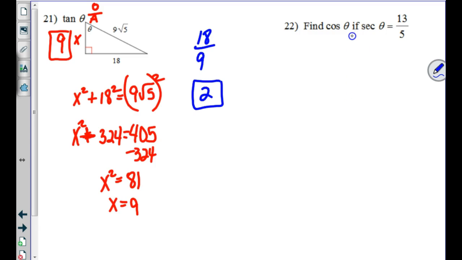All right. I call these draw questions. You maybe don't need to draw. Actually, what's cosine and secant? What's the relationship? They're reciprocals, right? So you could just say this is 5 over 13. Sometimes you have to draw them out. Let's see if we have to do the next one.